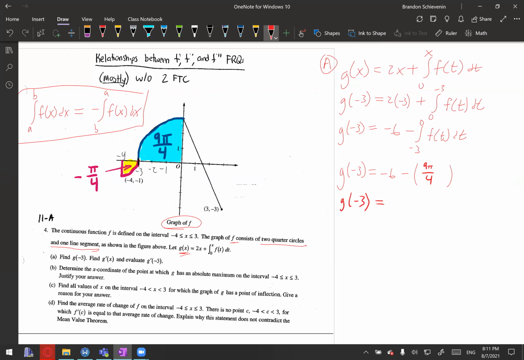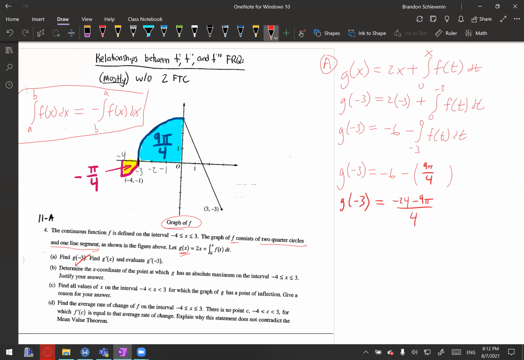Okay, you're right. I need to get a common denominator so that we can combine these into one fraction. So what should the bottom be? 4. Okay, 4. Then what would the top be for the -6? -24, right. Minus 9 pi. That's it. And that's as much as we can simplify, so I'm gonna leave it just like that. Okay, so that's g at -3.